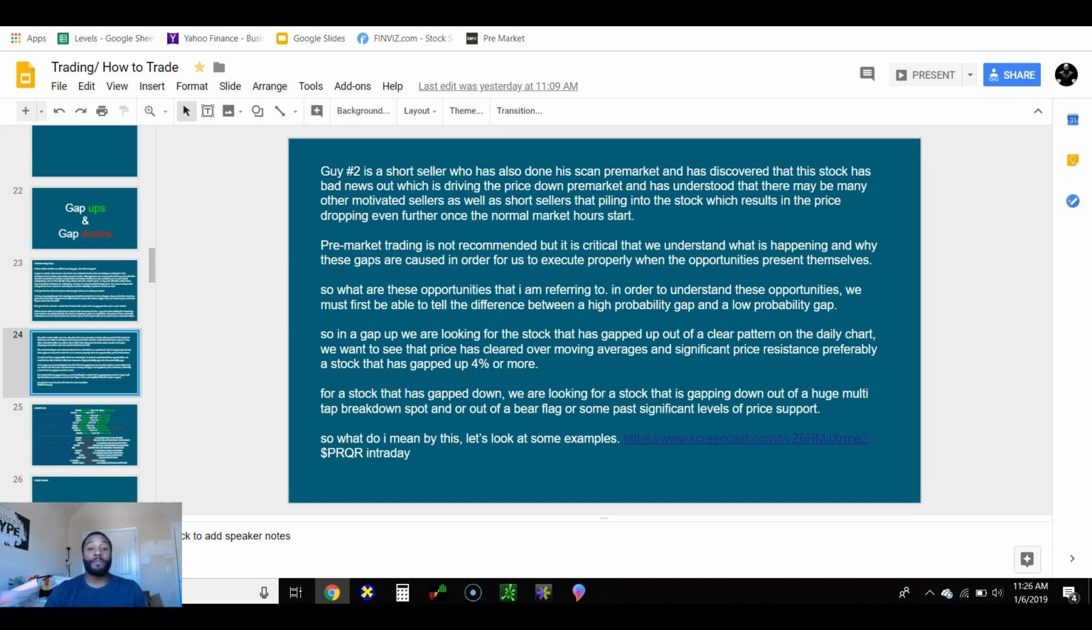Now, for a stock that's gapped down, we are looking for a stock that is gapping down maybe out of a huge multi-tap breakdown. You remember when we talked about breakouts and breakdowns? The stock is testing the level, testing it until it cracks. We're looking for a stock that gapped down from that, because first it was just testing lows, but then this time, pre-market, people really wanted to get out of this thing. So it got down, so it's right here now.